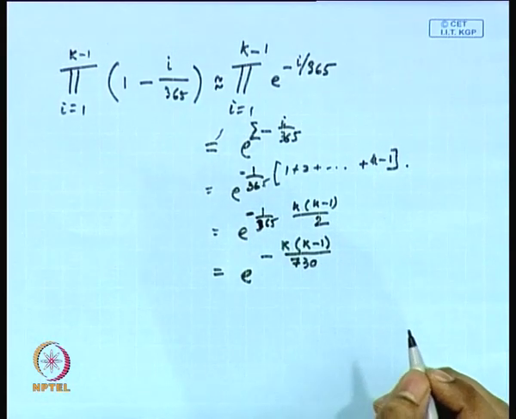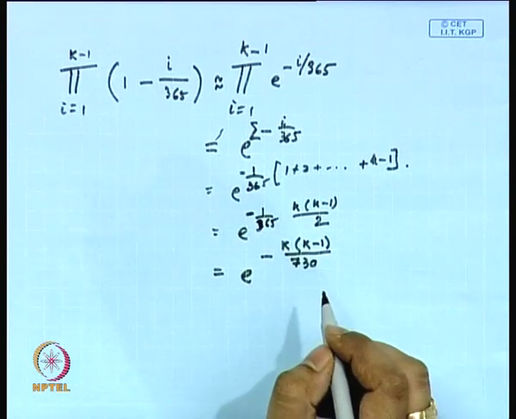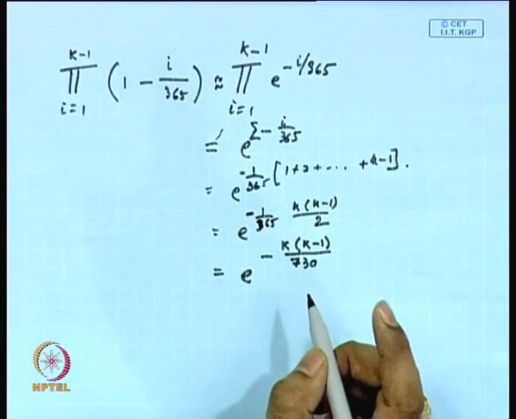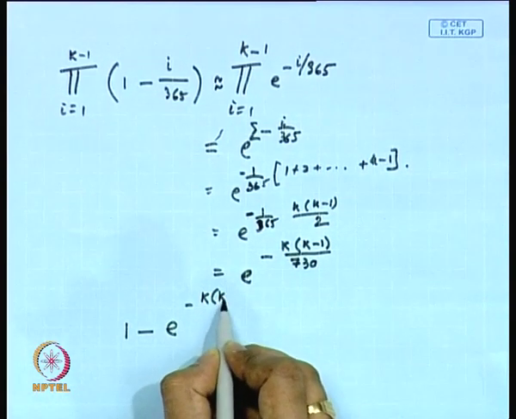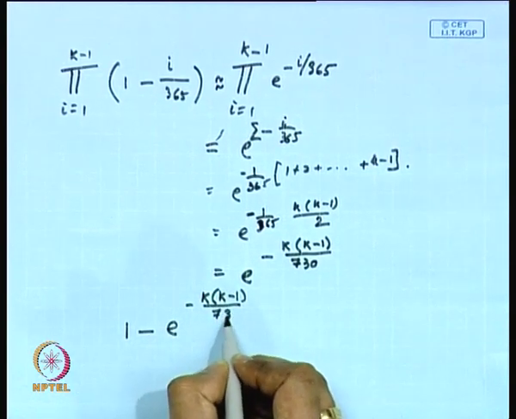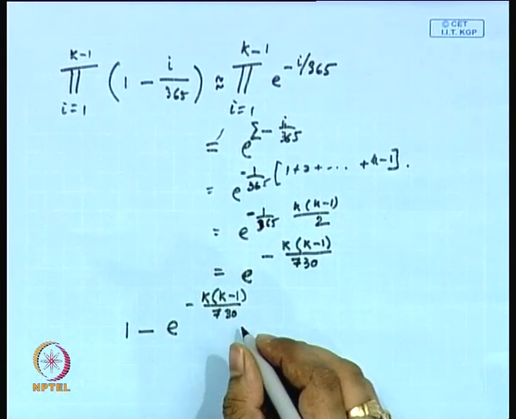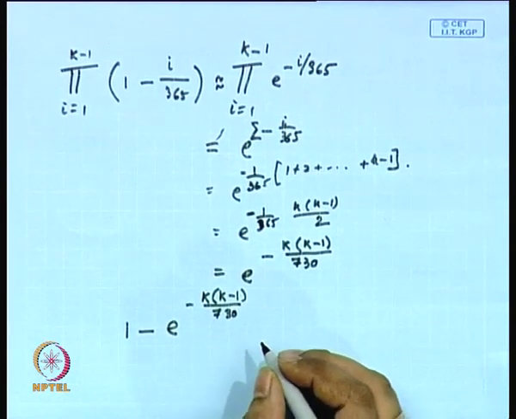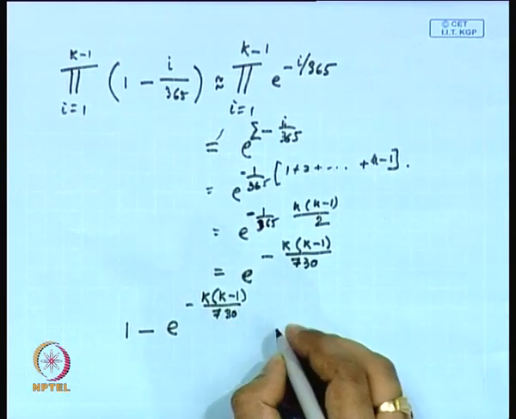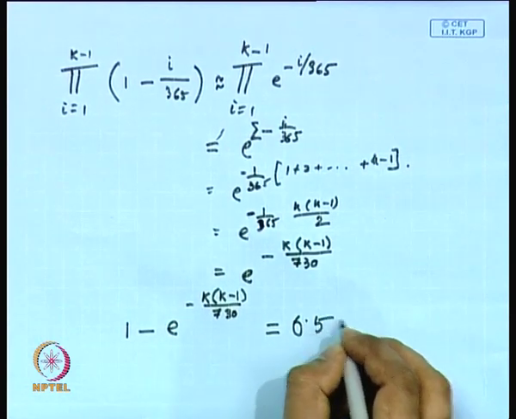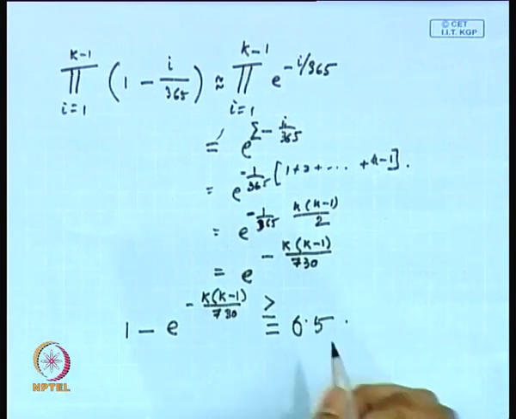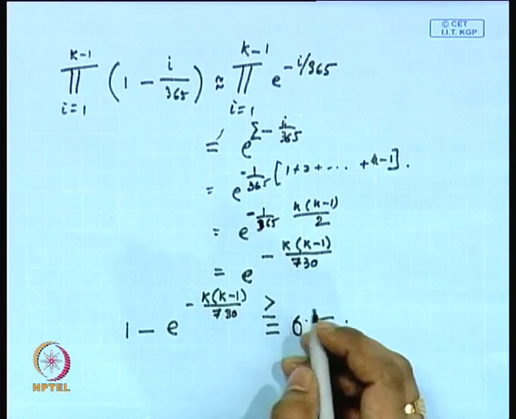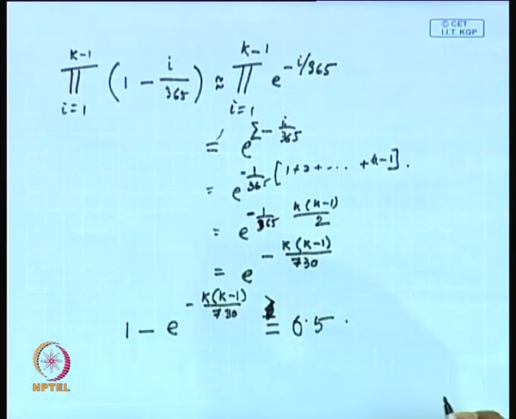So this is the probability that there is no collision. What is the probability that there is at least one collision? That is simple: 1 minus e to the power of minus k into (k minus 1) divided by 730. If this probability should be at least 0.5, we can get an estimate of k by equating it to 0.5. The probability should actually be greater than or equal to 0.5, but in order to compute the value of k, let us equate it with 0.5 and find an estimate of k.